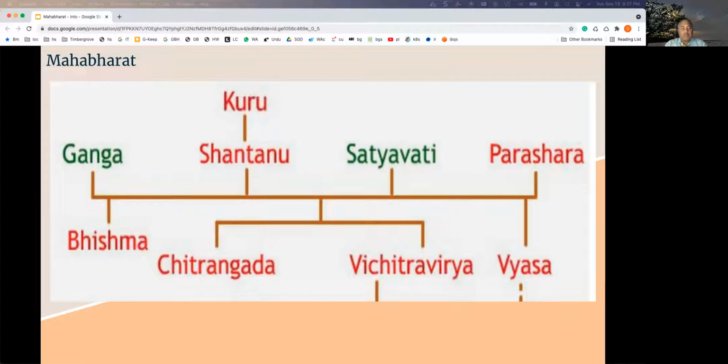So Satyavati, when she marries this Emperor Shantanu, knows about this son that Shantanu has from Ganga, from the river Ganges, whose name is Devavrata. Devavrata is a very remarkable person. He is damn good at virtually everything. He's an excellent administrator.